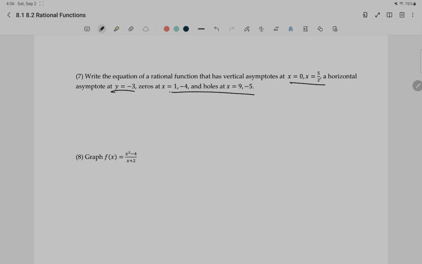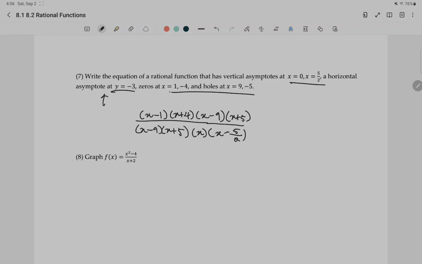All right, so the easiest one by far to start with is the holes, zeros and asymptotes. So 0 is at these values, so we're going to have x minus 1 for the 1, and then x plus 4 for the negative 4. Then what do we want to be able to cancel out? We want this x minus 9 to cancel out, because we have a hole at 9, and x plus 5 to cancel out. And since it cancels out, we put that on the bottom as well. Then we want these two vertical asymptotes, so we have an x equals 0, so we're multiplying by x in there, and then we have an x equals 5 over 2, so we're going to do an x minus 5 over 2. Nice. All right, we're done, right?